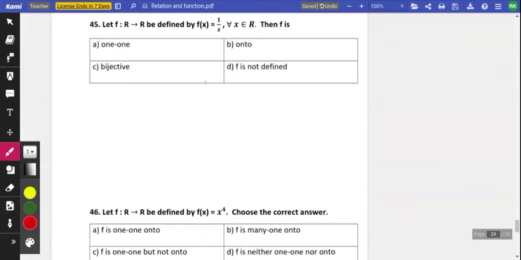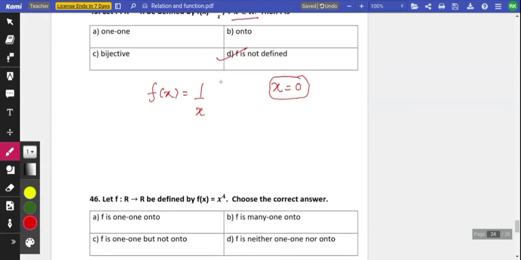In this question, again you have to check whether the given function is 1-1 or onto. In this question, f(x) equals 1 upon x, and x belongs to all real numbers. Real numbers also include 0, but the function is not defined at x equal to 0. So we get option D. f is not defined because the function is not defined at x equal to 0.